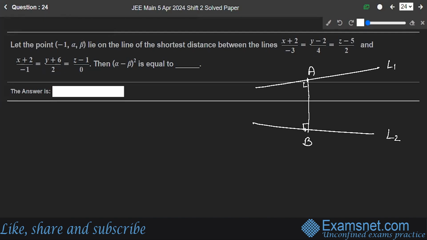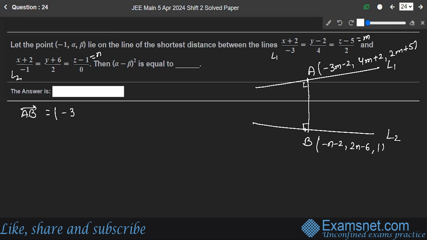That's it. So let's say this is your line L1 and let's say this is equal to some M, and this is your line L2, equal to some N. So any point A on the line L1 will be given by (minus 3M minus 2, 4M plus 2, 2M plus 5). And here B will be given by (minus N minus 2, 2N minus 6, 1). Right. So what will be the AB vector given by?